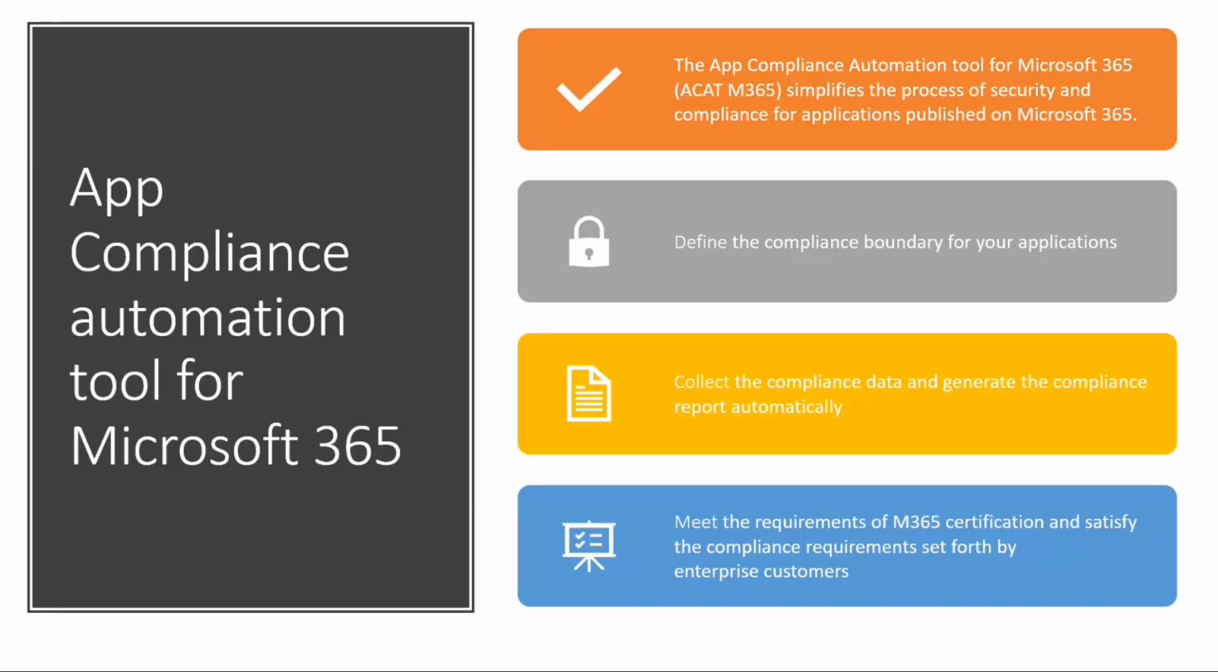Once you define a compliance boundary for an application, we run a set of policies, we collect the compliance data, and then we generate a compliance report. This report tells you exactly which controls need to be fixed, which controls need more attention, and the sequence of steps that you can follow to fix those controls.